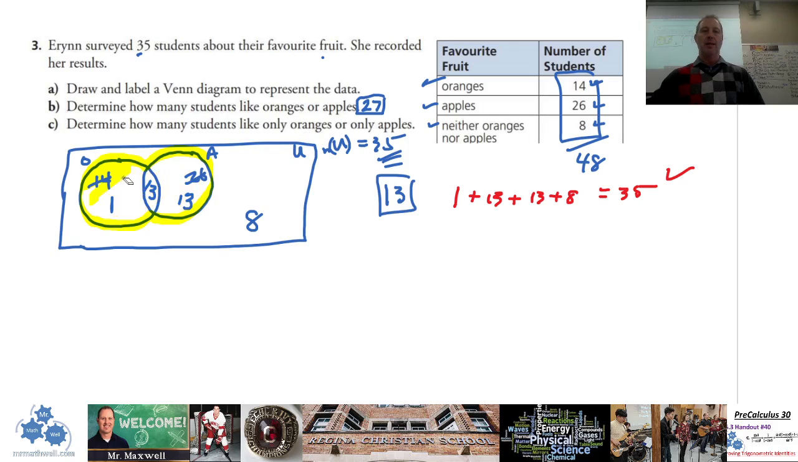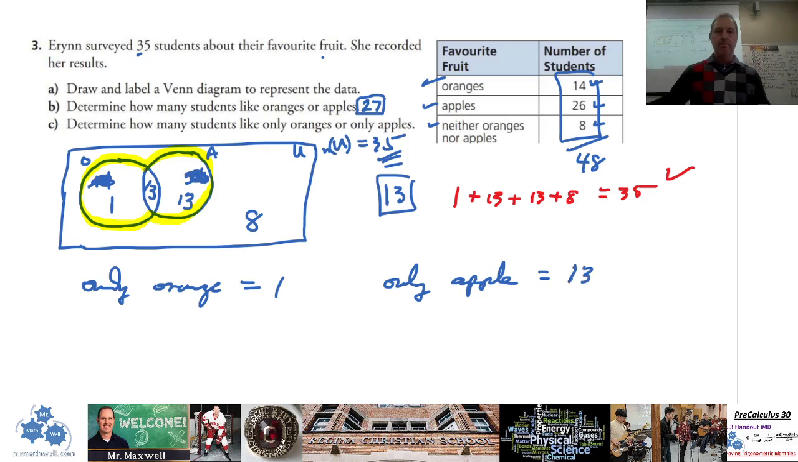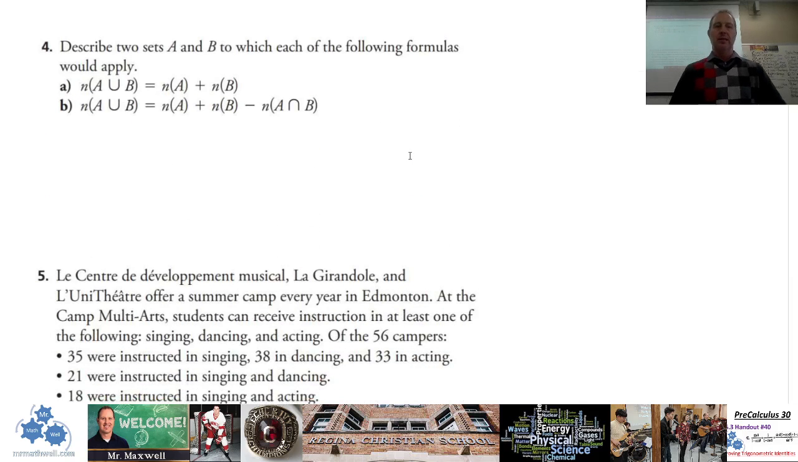Determine how many students only like oranges or only like apples. So if we're looking at that number, only oranges is 1, as I mentioned. So only orange equals 1. Only apple has how much? 13. Perfect. Okay, so that number's gone now. And that's number 3. So you should know how to do that. Excellent. Okay, let's move to the next one here.